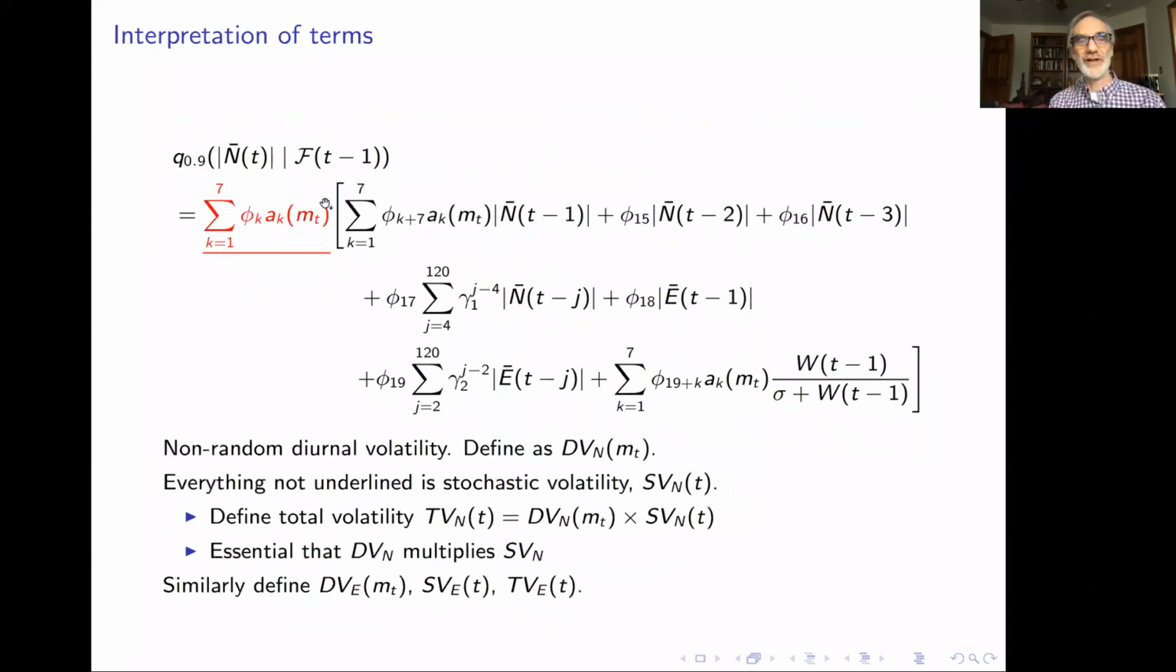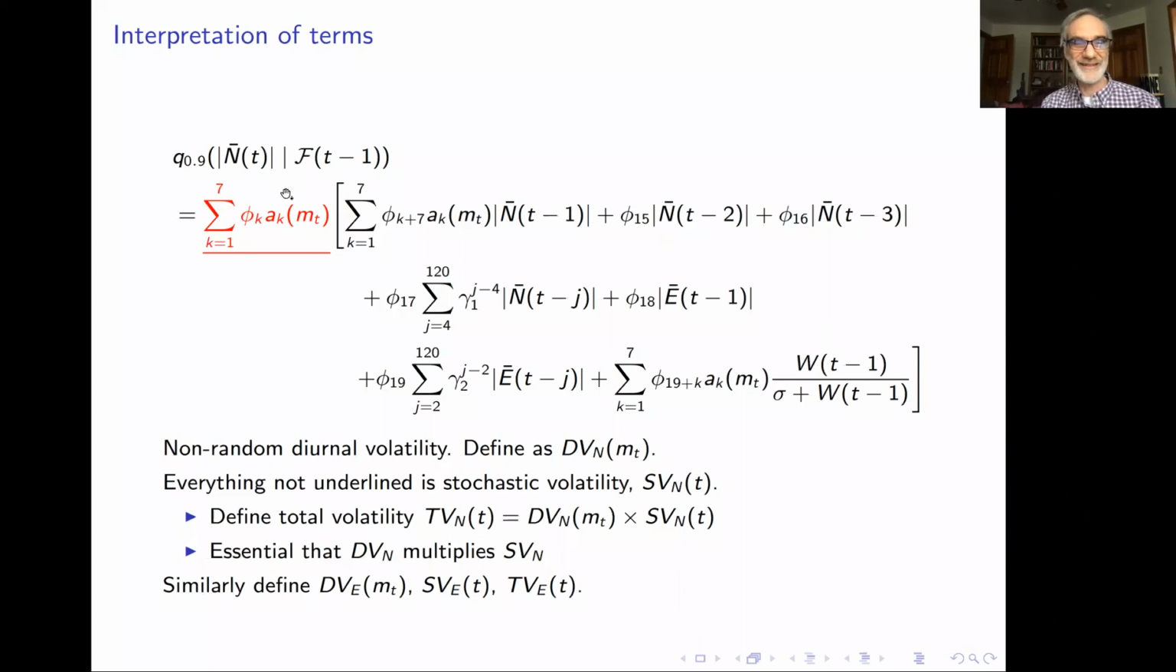Okay, so I have a multiplicative term. This is the variation in volatility that's just a purely diurnal cycle. There's nothing random about this. And this is the stochastic volatility. So I'm saying the total volatility is the deterministic diurnal volatility times the stochastic volatility. It's important that those multiply each other in terms of getting anything sensible. If you add them, there'd be no way to get anything that approximated the truth and avoid negative values.